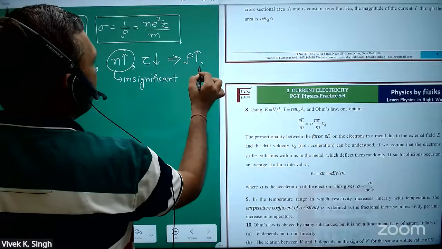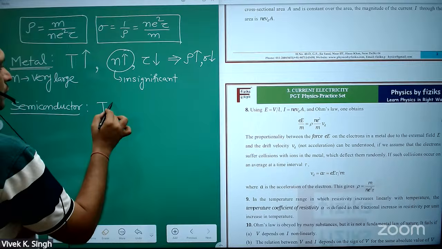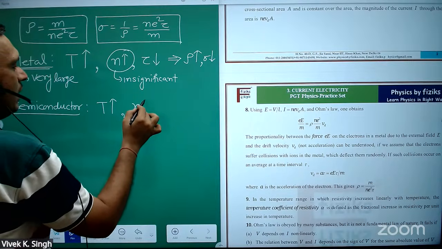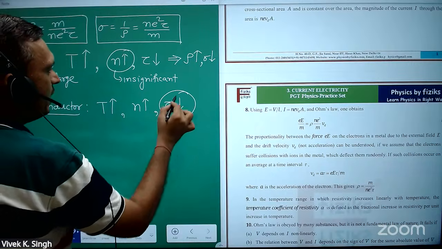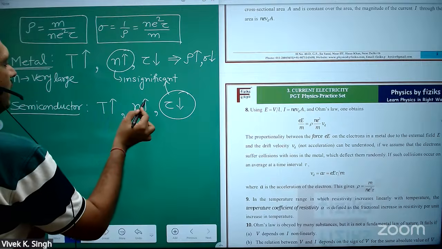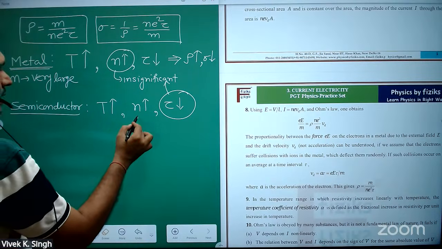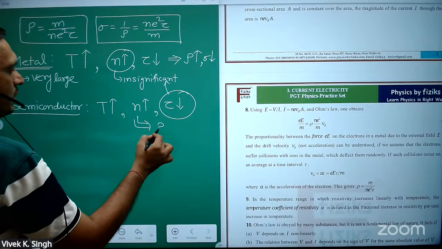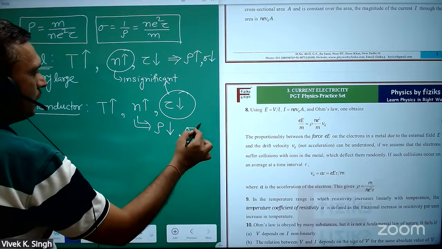rho will increase, then conductivity will decrease. In a semiconductor also, if you see, T will increase, N will increase, tau will decrease. And this will be insignificant. This will be insignificant. So what will happen as T increases, this will give you resistivity rho will decrease or conductivity will increase.